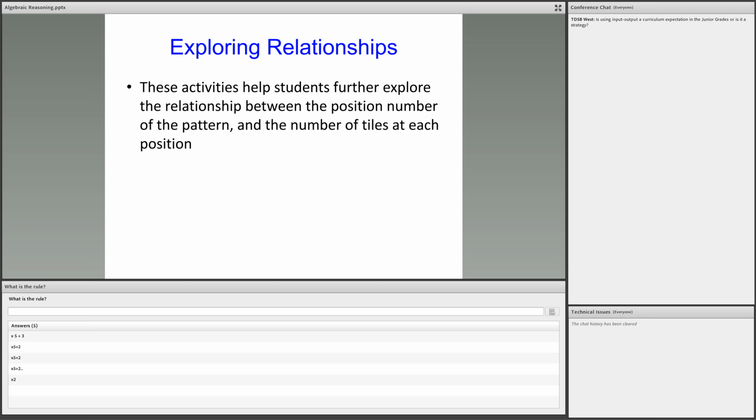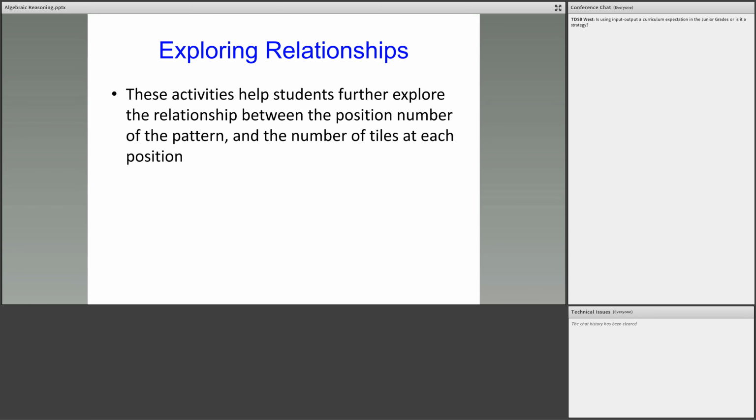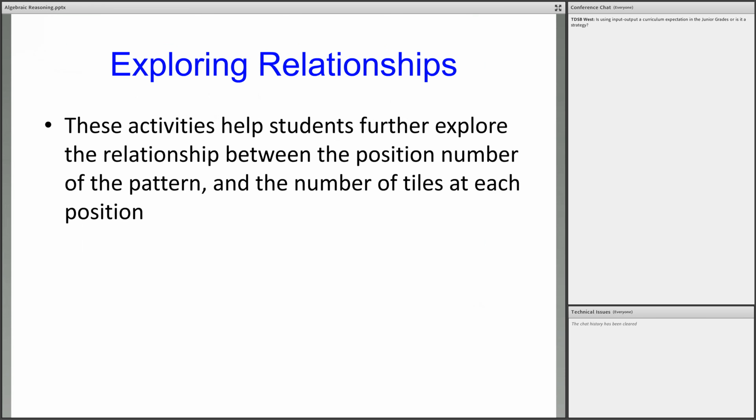So these activities, all of these pattern building activities, really help students further explore the relationship between the position number and the number of tiles at each position. And I've got a video to show you now. This was a video taken by a teacher in the classroom. The audio is a bit rough on it, but I think that lends to its authenticity.